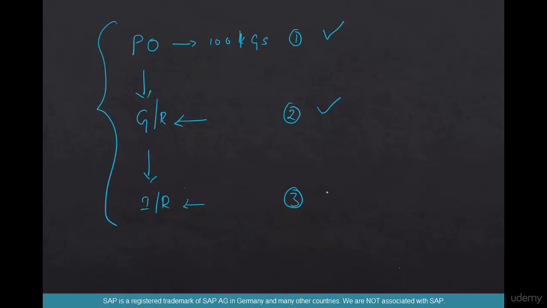Now we are going to do step number 3, which is receiving the invoice. So we have raised a purchase order, received the goods, and after some time, of course, we got to pay. And to pay, we have to receive the invoice. So the vendor is now going to send the invoice. And we're going to receive it into the system.